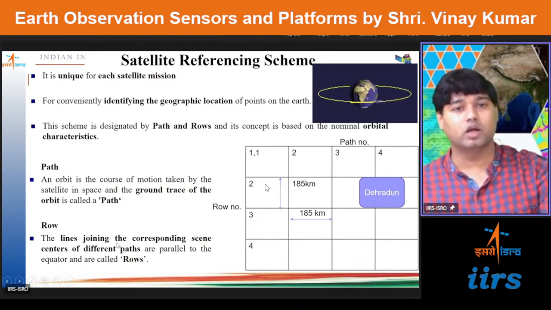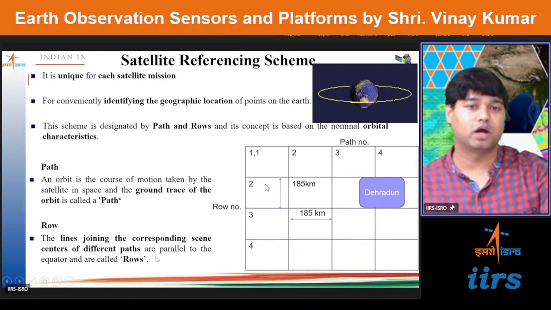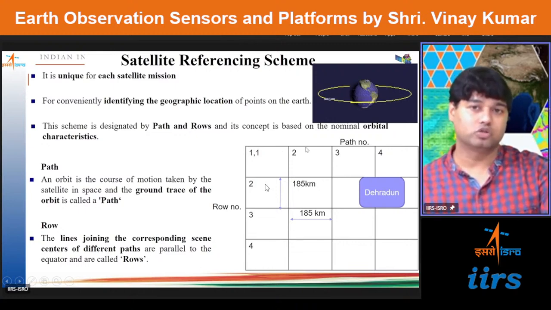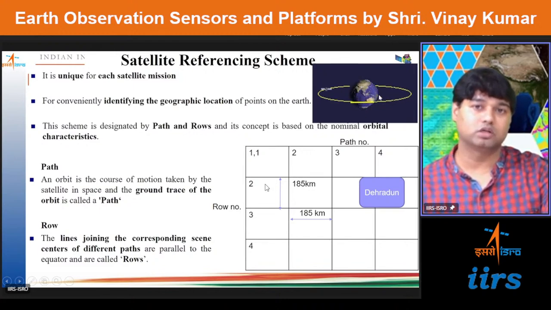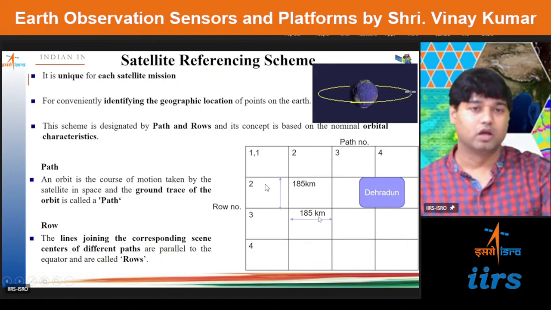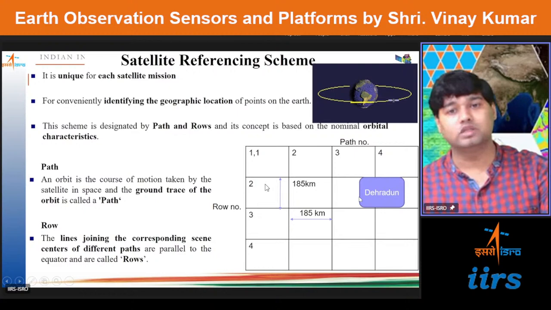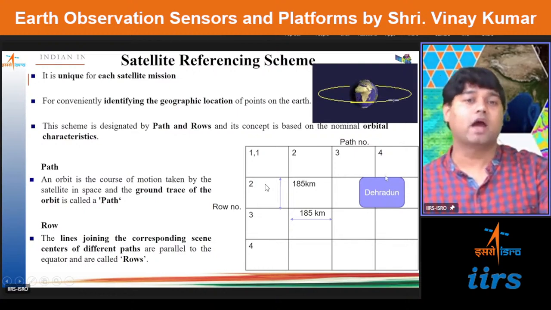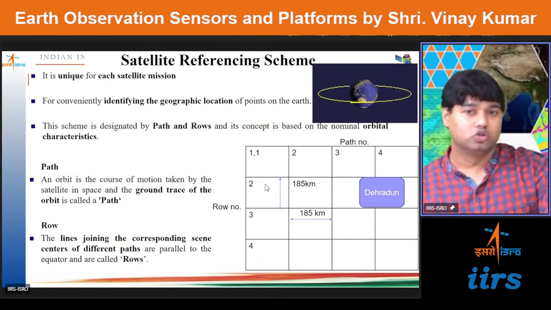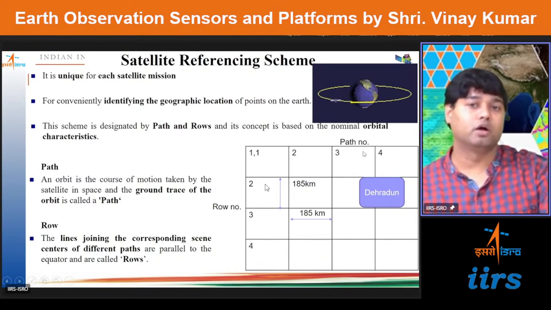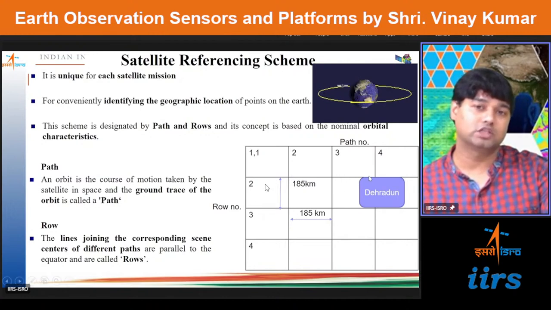Row is the line joining the corresponding scene centers of different paths, parallel to the equator. So suppose this is my path, which is for the satellite, and this is the equator. We can draw parallel lines to the equator to divide our different paths. So this is your path number, and this is your row number. Now suppose, for example, Dehradun is somewhere here, and we have to order the data of Dehradun. Which path number and row number will be required, we can see through this.